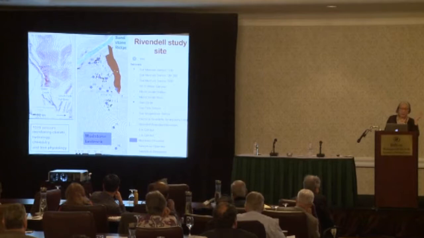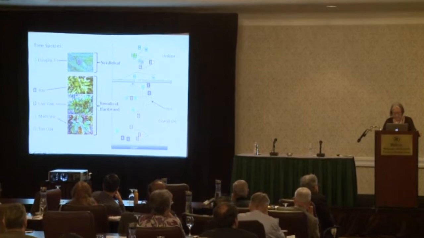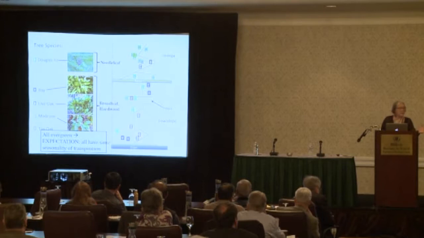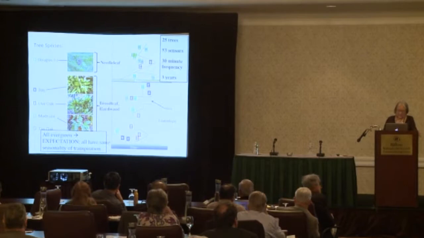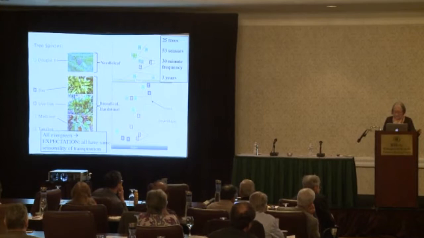So I'm going to start by talking about the trees. Here we've reversed, the river is now at the bottom and the road, and so this is going uphill. These are all evergreen trees: Douglas fir, bay, madrone, tanoak. There's this very small area so the trees can touch one another. We put in 25 trees and 53 sensors. These are sap flow sensors, again the heat pulse measurement, at 30-minute frequency, and we now have longer than 3 years of data.